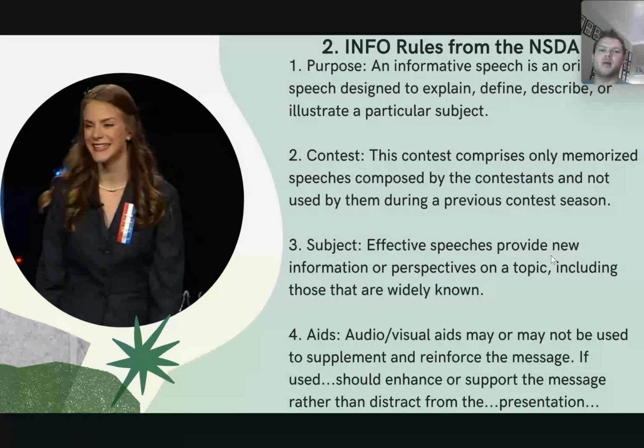So now we're going to talk about the rules of informative speaking. So rules, starting with the purpose. An informative speech is an original speech designed to explain, define, describe, or illustrate a particular subject. The general purpose of the speech is for the audience to gain understanding and or knowledge of a topic. Any other purpose, such as to entertain or convince, shall be secondary. The use of audio-visual aids is optional.